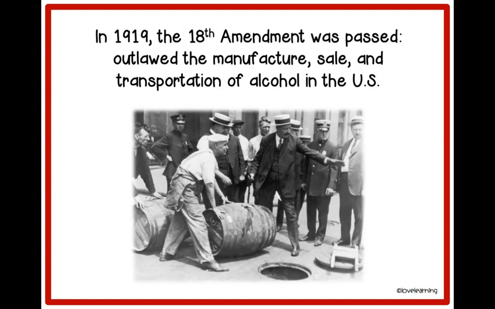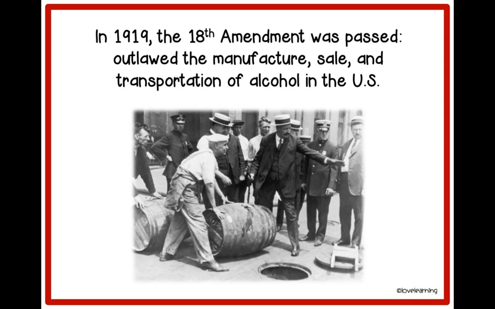In 1919, the 18th Amendment was passed. The 18th Amendment basically just outlawed the manufacture, sale, and transportation of alcohol in the United States. So it was a complete ban. This was a constitutional amendment passed by the United States government to outlaw the manufacture, sale, and transportation of alcohol. Great idea. Ban it, right?